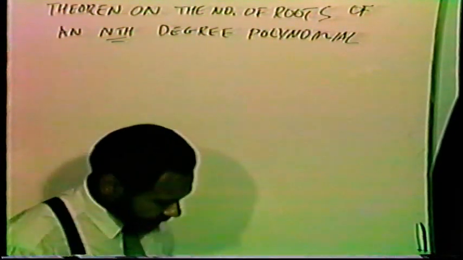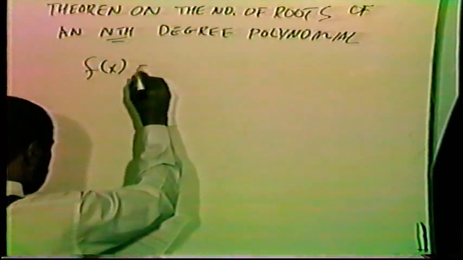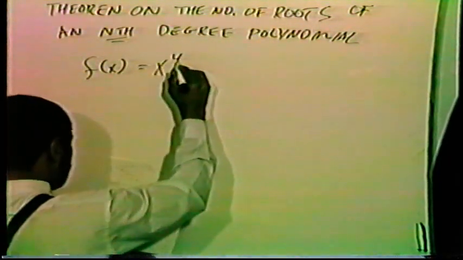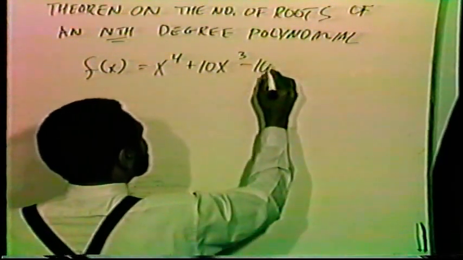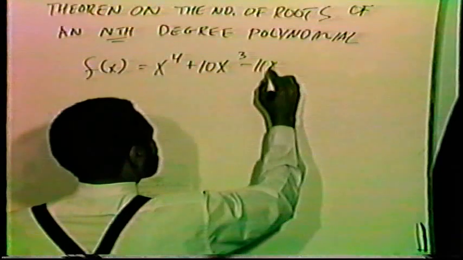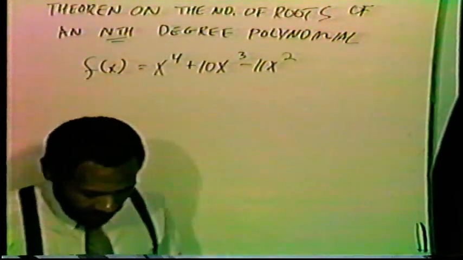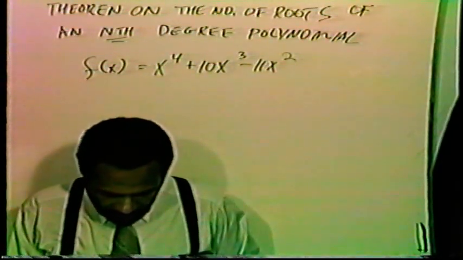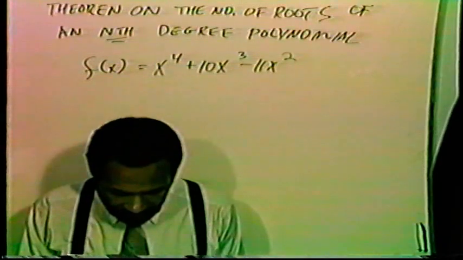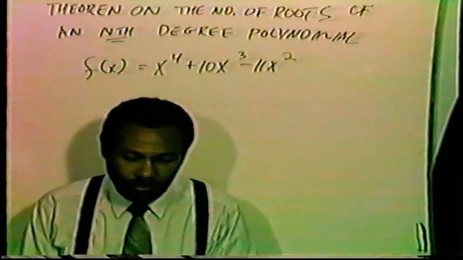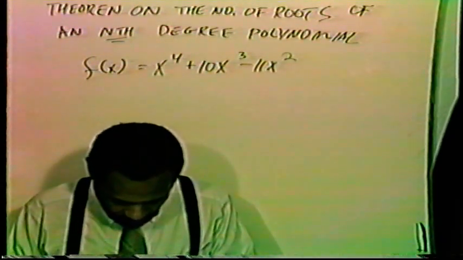So, for example, an example of this theorem, suppose we have f of x equals x to the 4th plus 10x to the 3rd minus 11x squared. Suppose we have that polynomial equation, and we want to find the zeros or the roots of that polynomial equation. Keeping in mind here that zeros, roots, x-intercepts, those terms are used interchangeably.